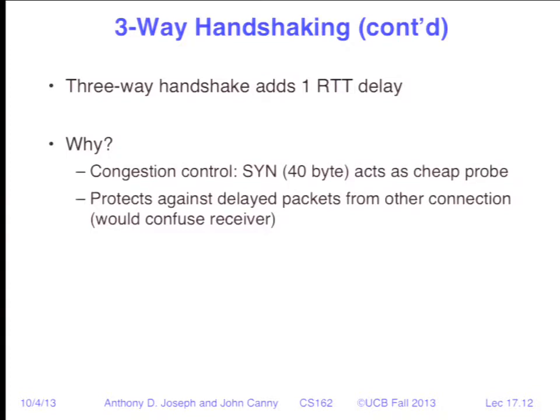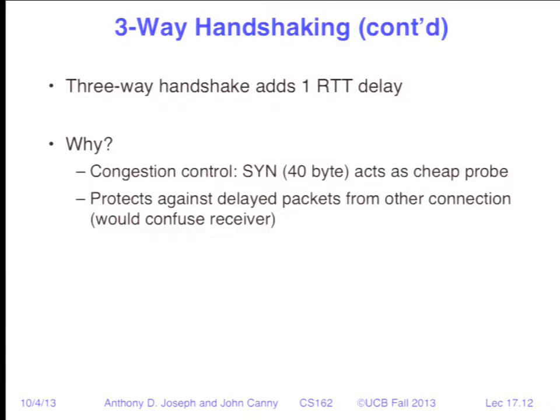Now, the benefit, however, we do get from having this handshake is congestion control. That 40-byte packet that we send one way and we get back the response is a way of probing to see if the network is congested. If that packet gets dropped, we know that the network is congested. It also acts against packets that might have been delayed and stuck in the network and might arrive after a previous connection has closed. Make sure those packets have already gotten through the network before we now start sending data. Okay.